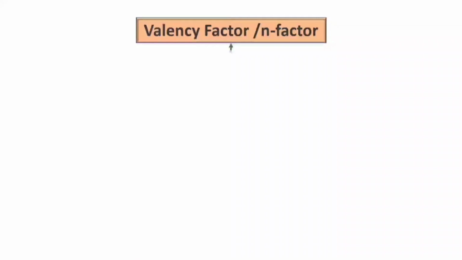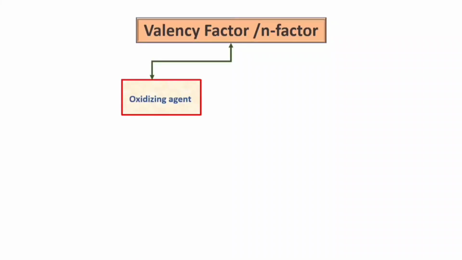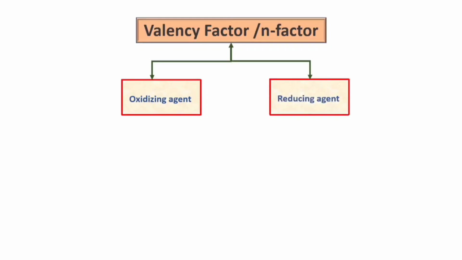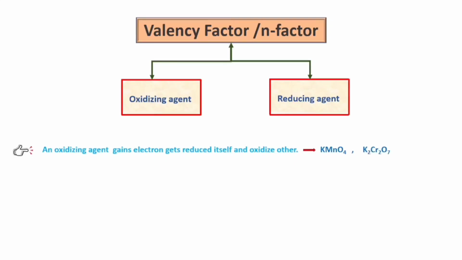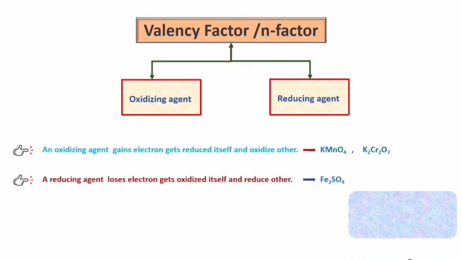How to find the N factor of an oxidizing agent or a reducing agent? An oxidizing agent gains electrons to get reduced itself and oxidize others. For example, potassium permanganate and potassium dichromate. Whereas a reducing agent loses electrons to get oxidized itself and reduce others. For example, ferrous sulfate. And the difference in charge in a chemical reaction is its N factor.